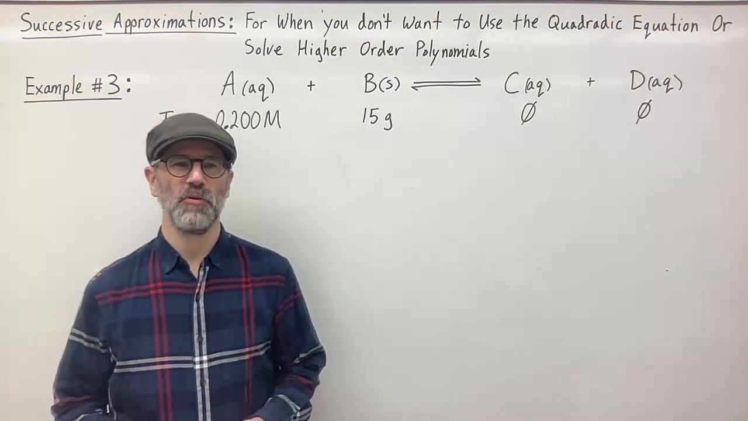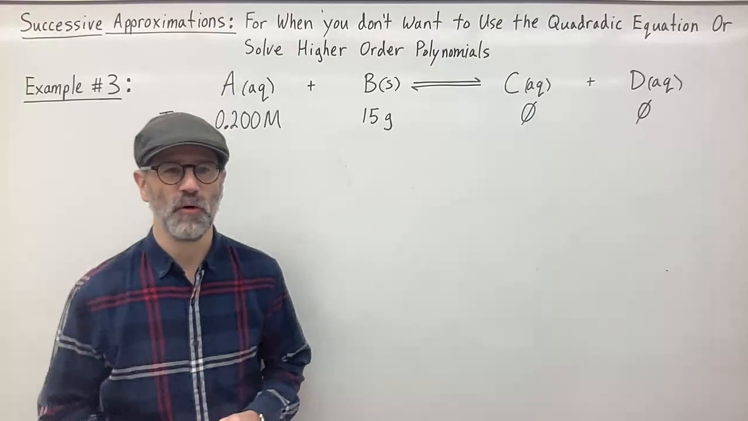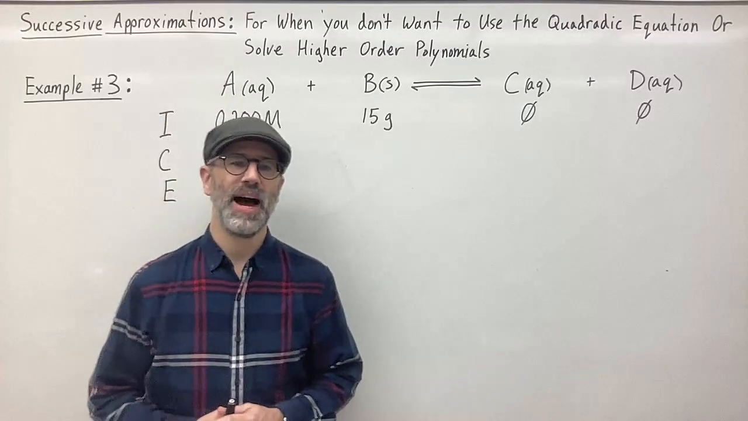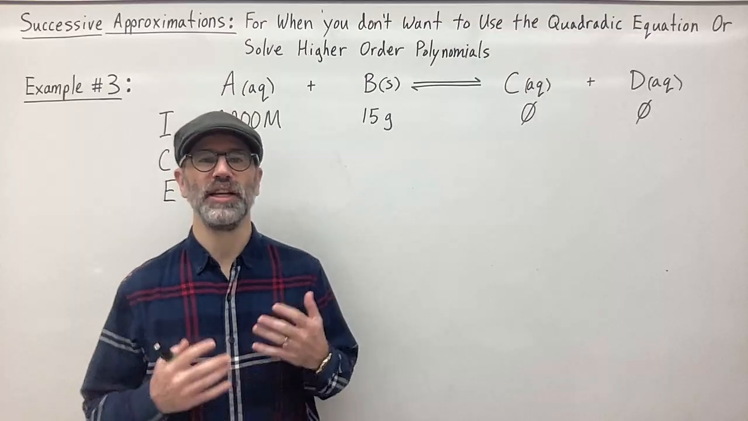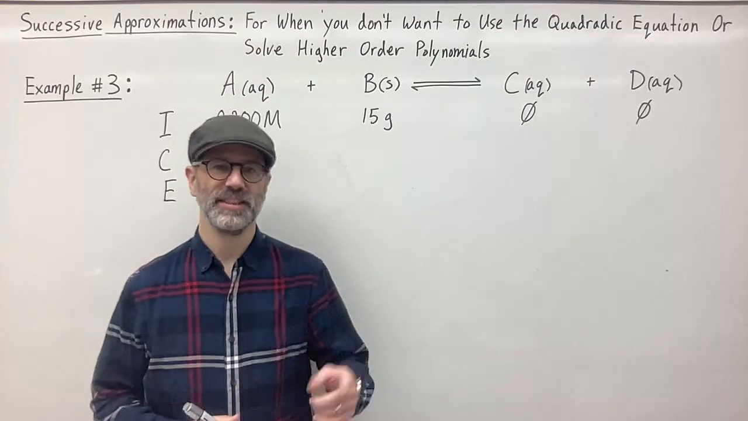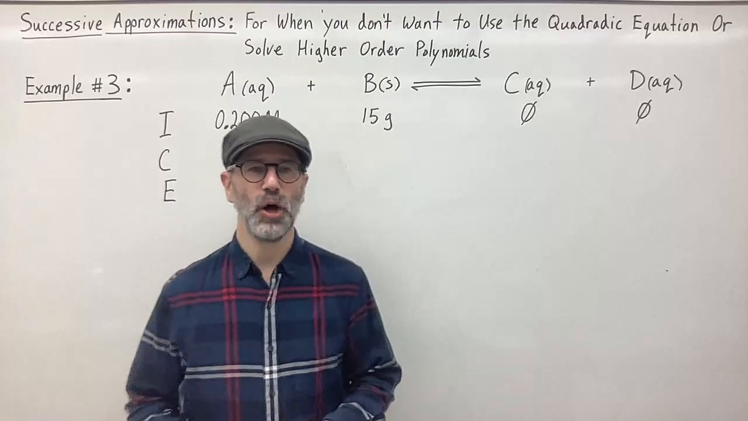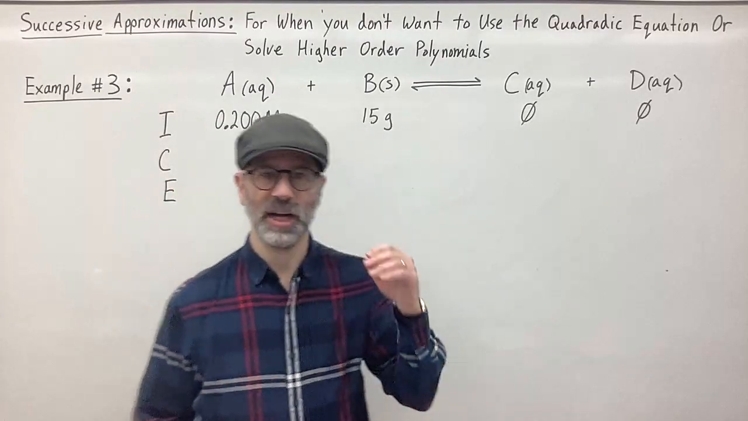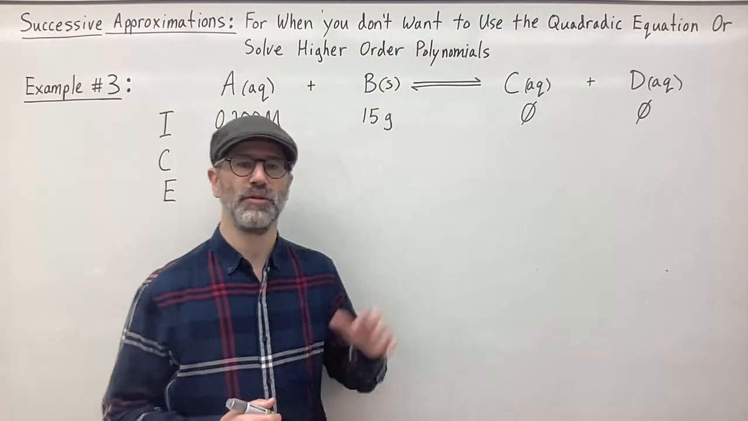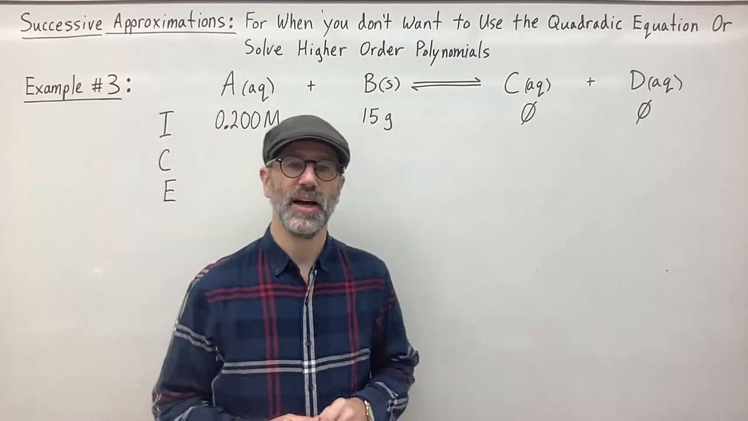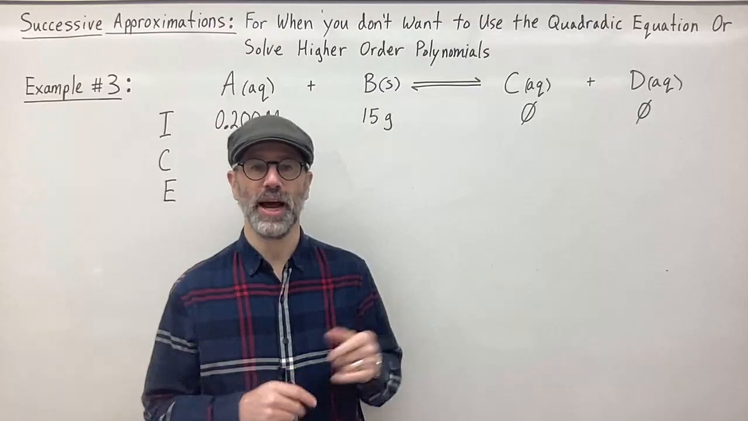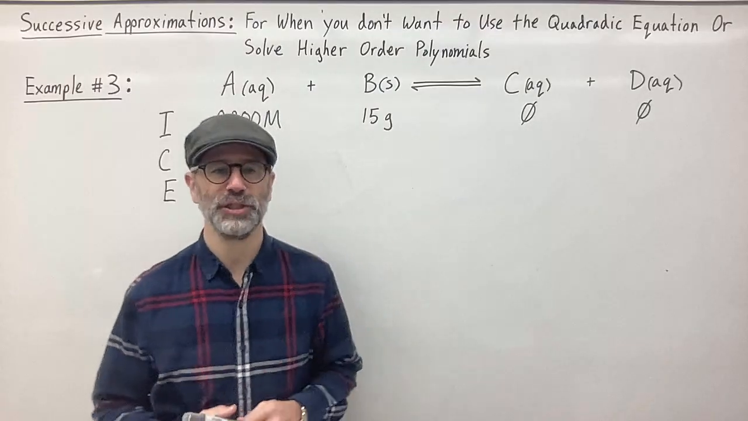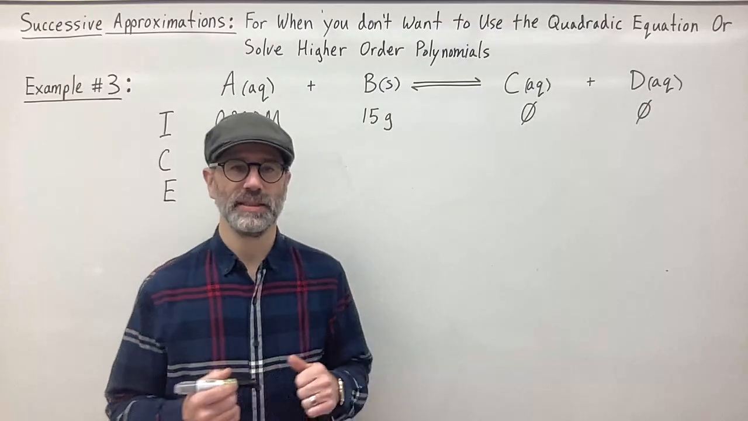My name is Mr. Covalt, and in this video we're going to go over a third example of how to use the method of successive approximations in order to solve an equilibrium problem. And so let's get into this. In this particular problem, it's more of a generic reaction rather than the ones we did in the previous examples where you actually had a real reaction. Here we just have a generic reaction, but it works out exactly the same.